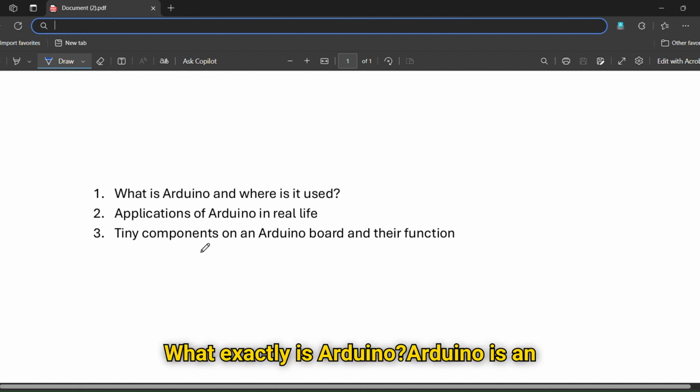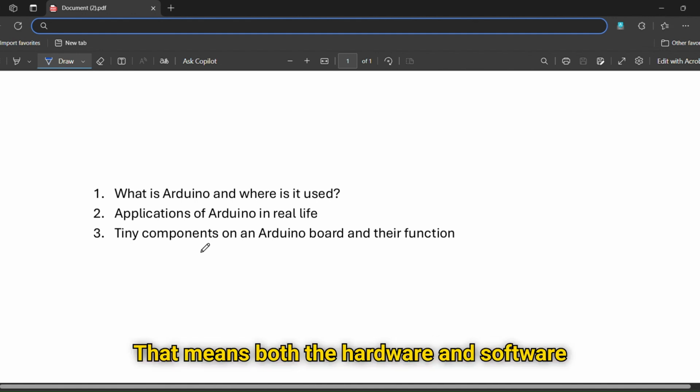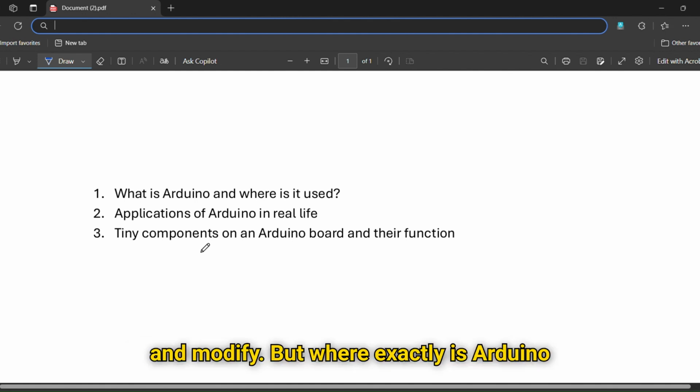So, what exactly is Arduino? Arduino is an open source electronic platform. Then, what is open source electronic platform? That means both the hardware and software are freely available for anyone to use and modify.